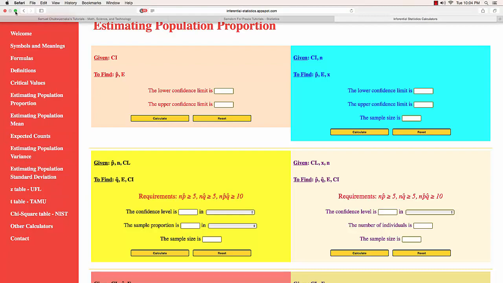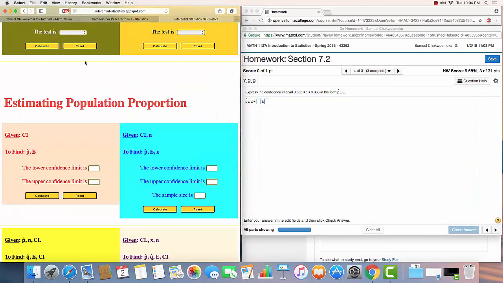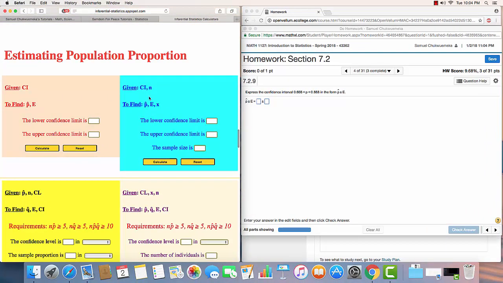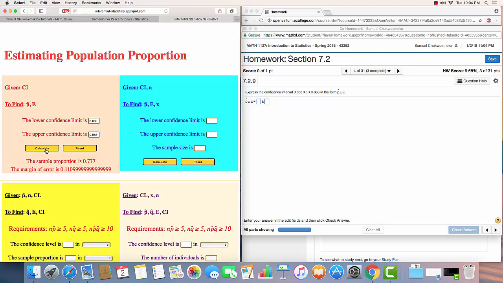And let me put it here. Estimating population proportion. You look at what they gave you. They gave us the confidence interval. This is the confidence interval. Okay. So I'm not gonna call it out. Actually, I will do this question and then I will do another one. 0.888. I don't like that number at all. Then you press calculate. This is the sample proportion P hat, and this is the margin of error E.